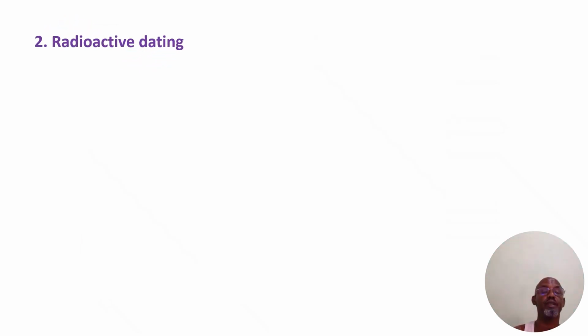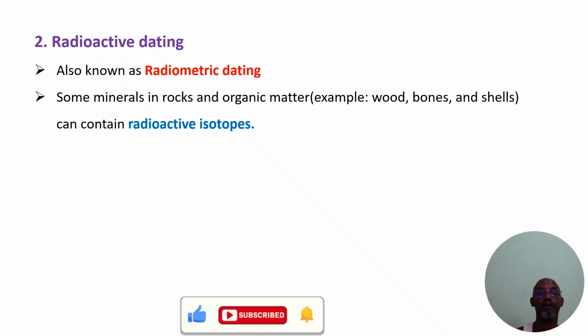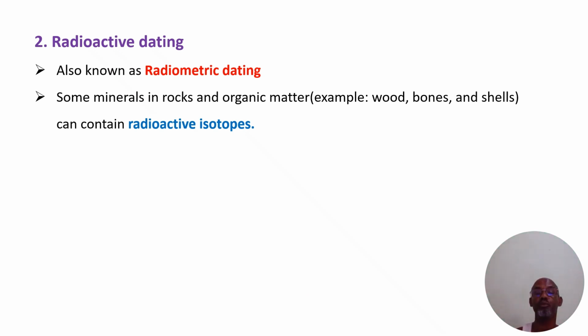The other type of dating is the absolute dating method, the radioactive dating method. We shall focus a little on this one because it is much more used, because you need to know the age of rocks absolutely, not simply estimate. Radioactive dating is also known as radiometric dating. Some minerals in rocks or organic matter, for example wood, bones, and shells, can contain radioactive isotopes, elements with radioactivity. That unique property of some elements is known as radioactivity.